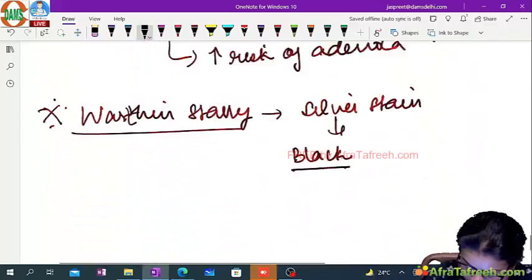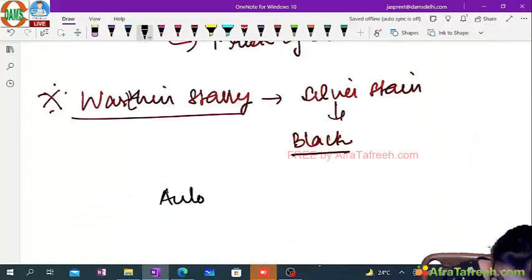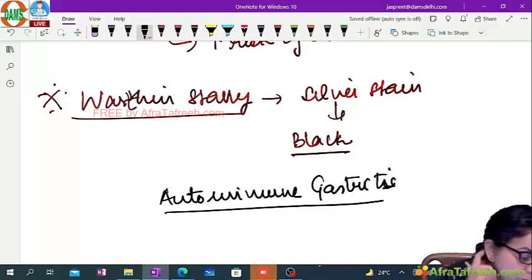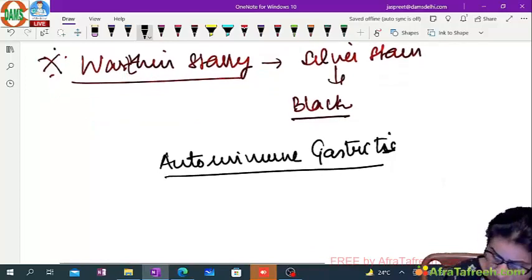So let us look at the second. Second is autoimmune gastritis. Coming to autoimmune gastritis.